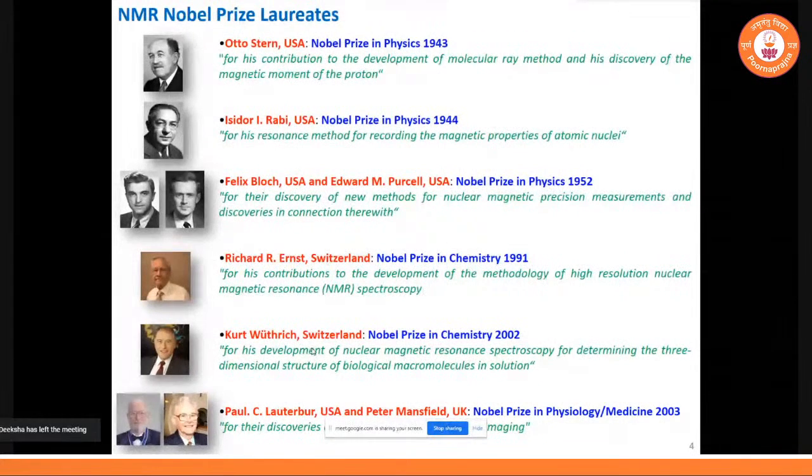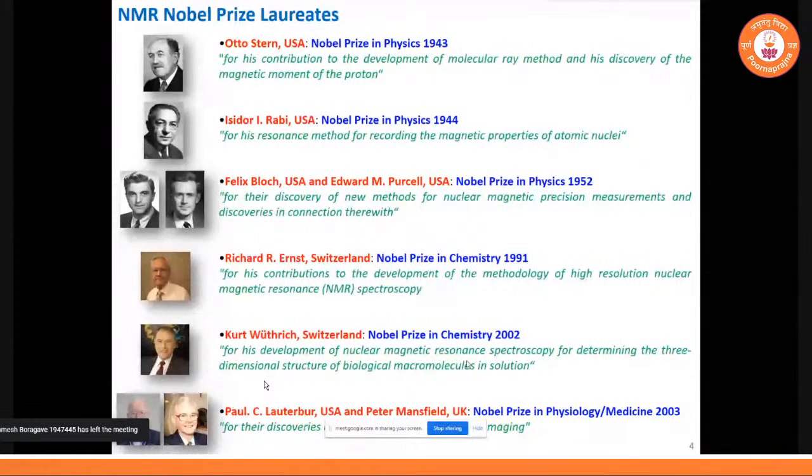Next, Kurt Wüthrich used NMR as a tool to solve the structures of a variety of proteins. That's why biologists love NMR. And finally, these two gentlemen showed that NMR can be used for imaging. That's why we see MRI machines in hospitals.